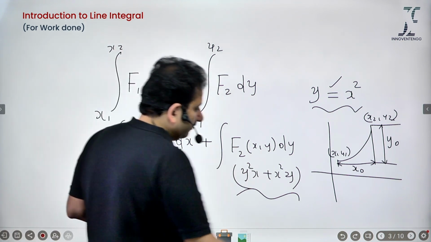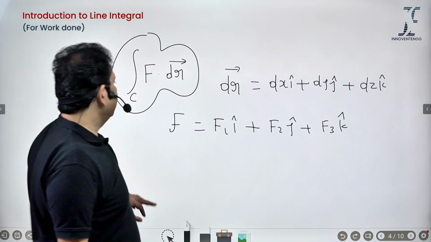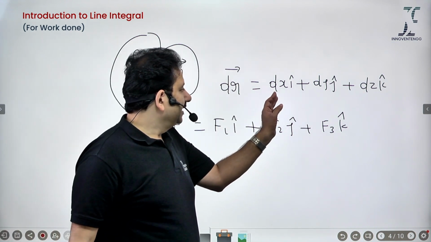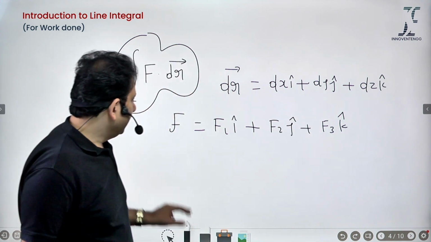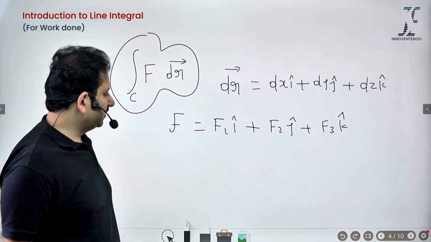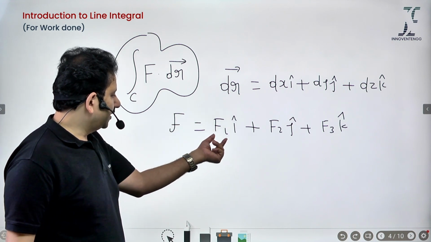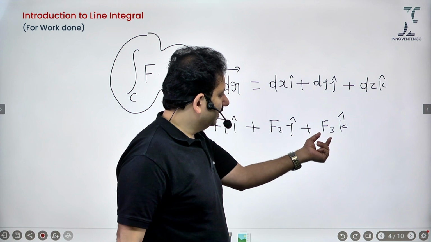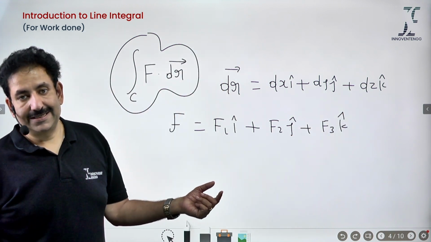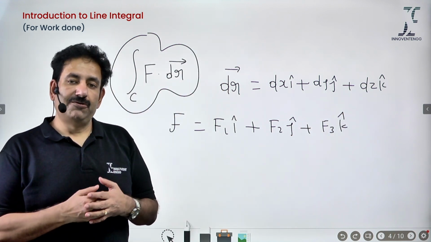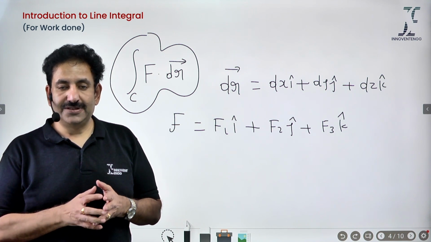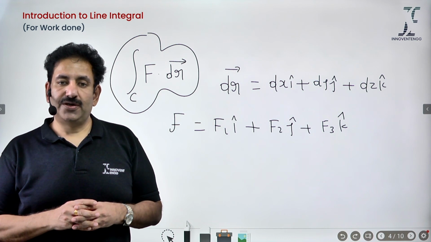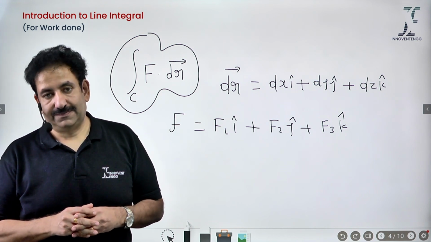So if you want a general definition, then it is f dot dr along the curve, where dr is dx, dy, dz, and this is the force definition, because when you take the dot product, f1 dx you will get one integral, f2 dy you will get another integral, f3 dz you will get another integral. So this is how the line integral is conceived for work done along a curve. Let's move on and look at more discussions.